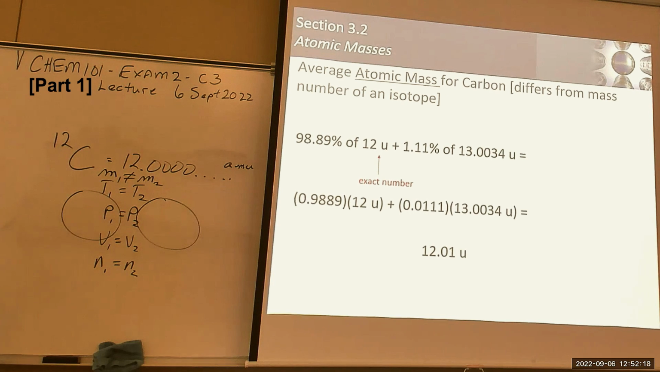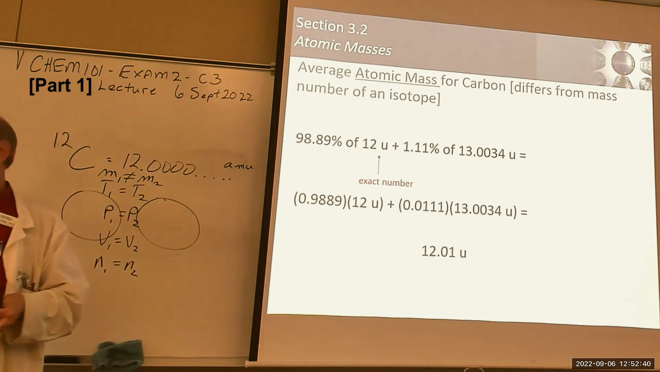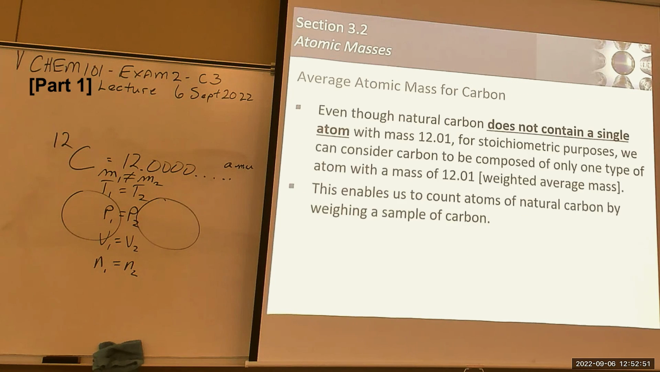And when we do calculations in this class, 2 decimal places is plenty. And over the decades, those values to the second decimal place have not changed. If we were doing research where we needed more decimal points, then yeah, we'd have to check it periodically to see it upgraded. But for our purposes, just round to 2 decimal places and you'll be fine. Okay, that's the average atomic mass for carbon.